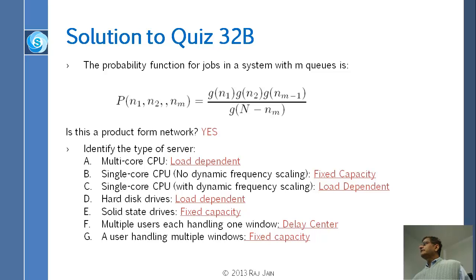Second is the multi-core CPU. A multi-core CPU clearly is load dependent, an M server queue, right? Without dynamic frequency scaling, it is fixed capacity. With dynamic frequency scaling, it is load dependent, because as the load increases, the CPU just changes its frequency. Hard disk drives are load dependent, but solid state drives are fixed capacity, because in hard disk drives you go next to wherever your reading head is, and so depending upon the load, the capacity rate changes. Whereas in solid state drives it doesn't matter, it is random access.